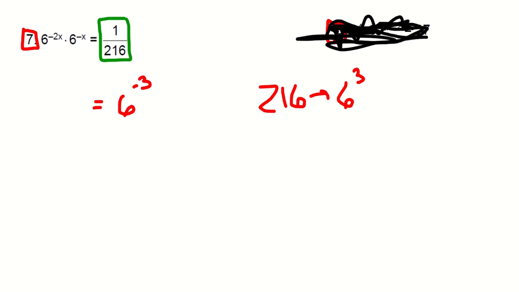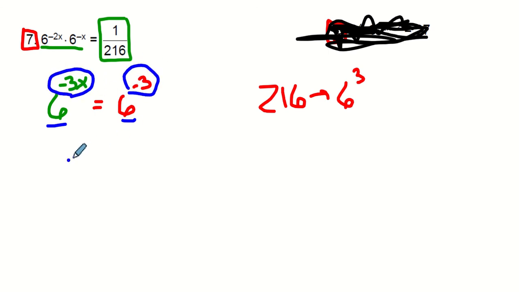And then for this, it's what we just did on the last problem. Because we are multiplying with the same base, we just add the exponents. So it'd be 6 to the negative 2x and negative x, which is negative 3x. And now we're just a couple steps away, because now we have the same base. Here the base is 6. So I'm just going to set the exponents equal to each other. So I'm going to set negative 3x equal to negative 3.